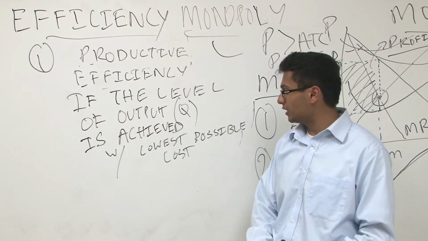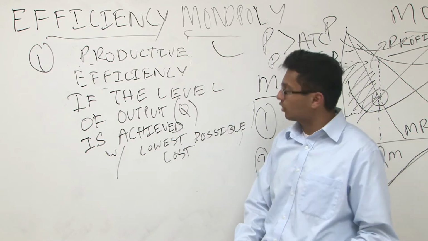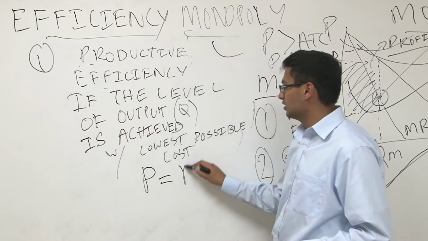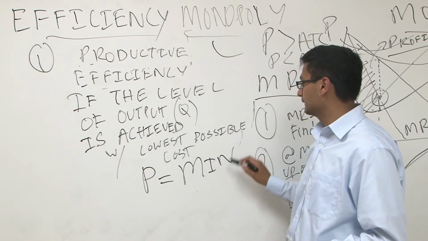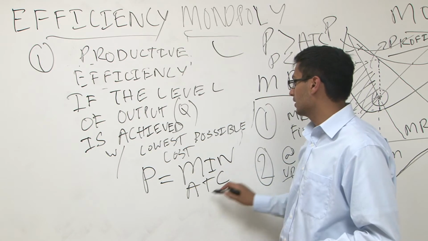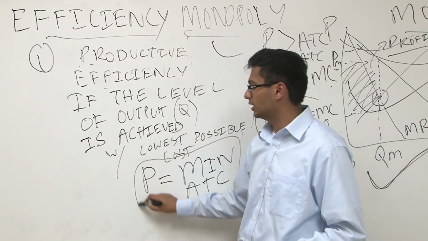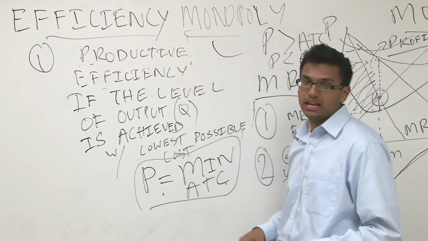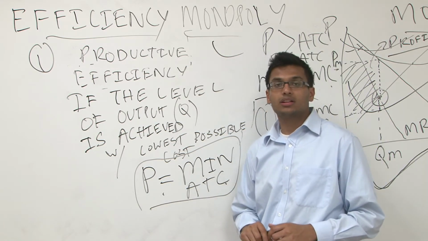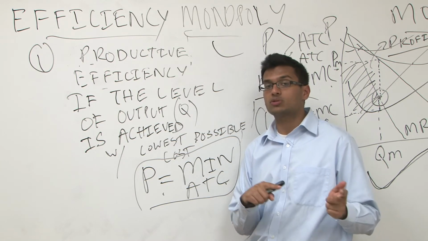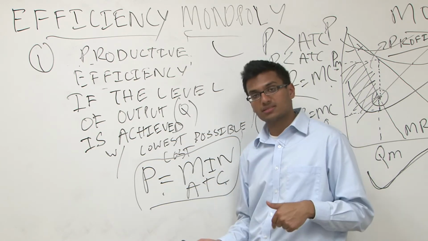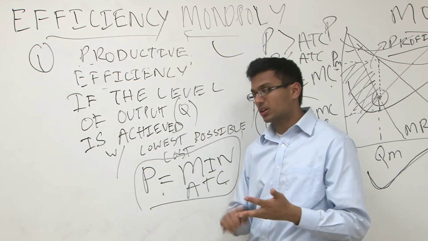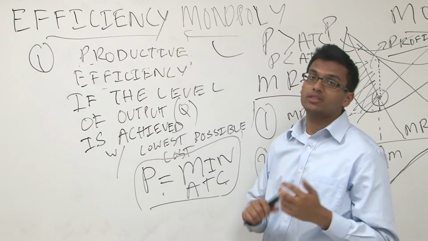And the way you say that in a formula, which I sort of hinted at already, is using a minimum ATC. So basically, if price is equivalent to minimum ATC, then you're productively efficient. You're productively efficient if your price is equal to your minimum ATC. You're allocatively efficient if your marginal cost equals marginal benefit, or your marginal cost equals the price. So we talked about allocative efficiency and productive efficiency. What does this have to do with monopoly?